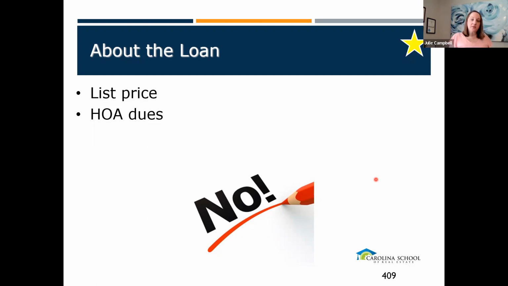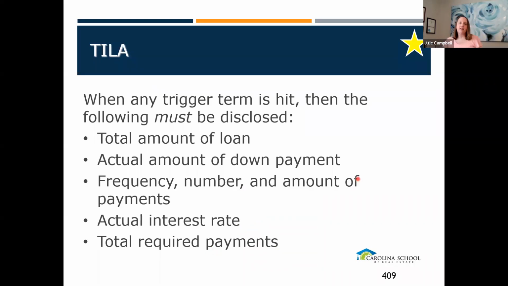So what happens is, we said, if a specific number is hit, well, if one number, one trigger term is hit, then the lender has to disclose all of the information about the loan. What do I mean by that? If they hit one trigger term, they have to disclose the total loan amount, the actual amount of down payment, the frequency, number, and amount of payments, the interest rates, and the total required payments.